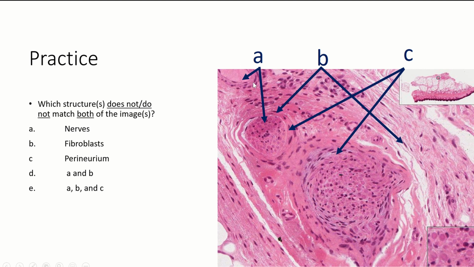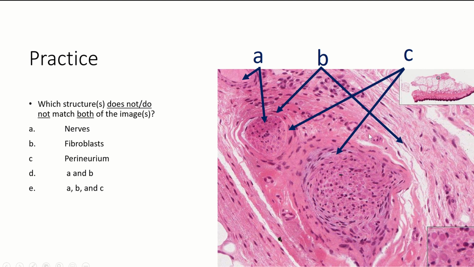So it's circular, but we can see this is actually a little lymph vessel or a venule. And you can tell because inside we've got lymph or something like that, and then we've got endothelium, that one cell thick layer lining it. So this is actually a vessel. Okay, so that is not nerve. So A, it does not match both images.